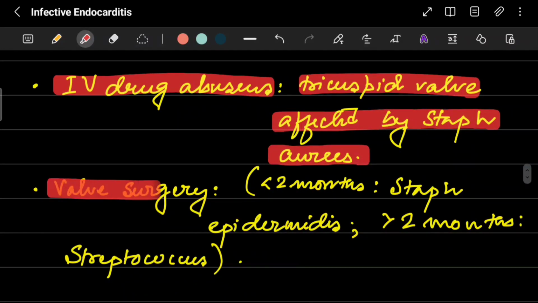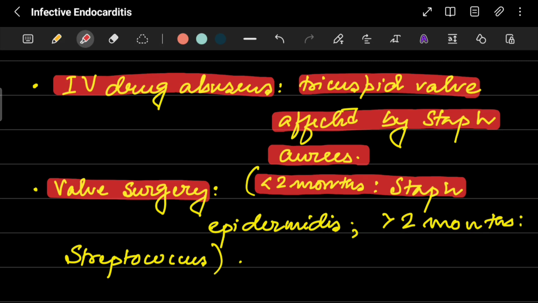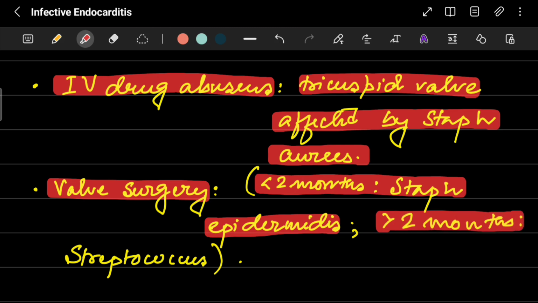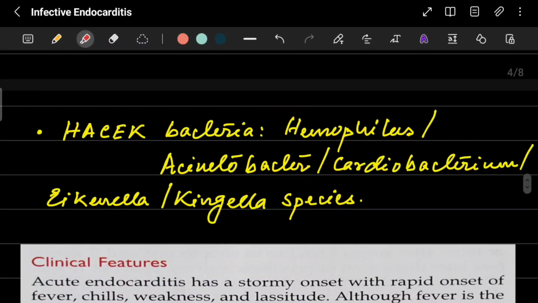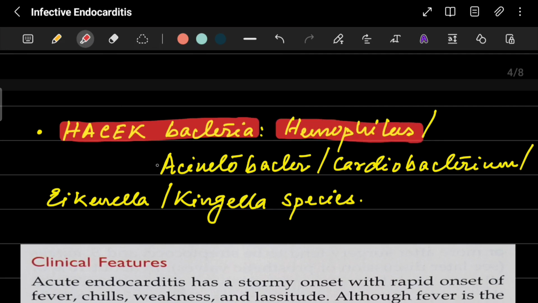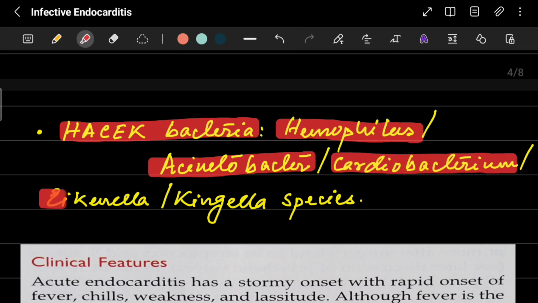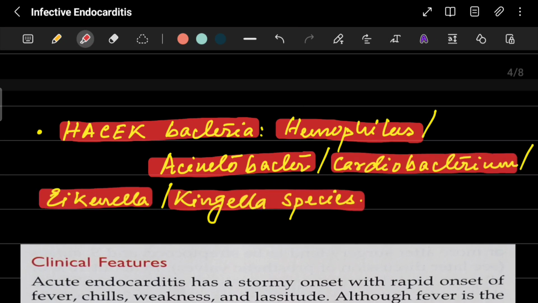In case of valve surgery, if it occurs within a time period of less than 2 months, it is mostly due to Staph epidermidis. And if it occurs more than 2 months after the surgery, then it is mostly caused by Streptococcus. Now, the causative organisms also include a certain group of bacteria called the HACEK group, which includes H for Haemophilus, A for Actinobacillus, C for Cardiobacterium, E for Eikenella, and K for Kingella species.